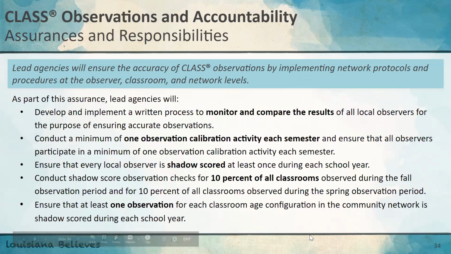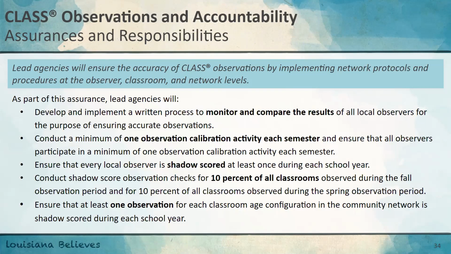Okay, some other assurances related to class include that lead agencies will develop and implement a written process to monitor and compare the results of local observers for the purpose of ensuring accurate observations. So in addition to you overseeing that these observations happen, it's incumbent on you all to an extent, and we do this level of analysis as well, but it's incumbent on you all to think about the reliability of your observers, to look at trends, to ensure that the trends in the data do not suggest that observers are scoring unreliably. And that is something that we can support you to do, but that's a critical part of your work as a lead agency.